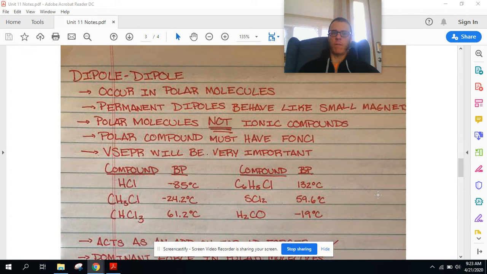These polar molecules have permanent dipoles, which means there's an area that's positive and negative. Remember, polar bonds are like your funkel. They behave like small magnets, and magnets line up with a positive end near the negative end. That's how there's attraction there. So polar molecules, not ionic compounds. Again, I'm trying to hammer this, not ionic compounds. Those are ionic interactions.